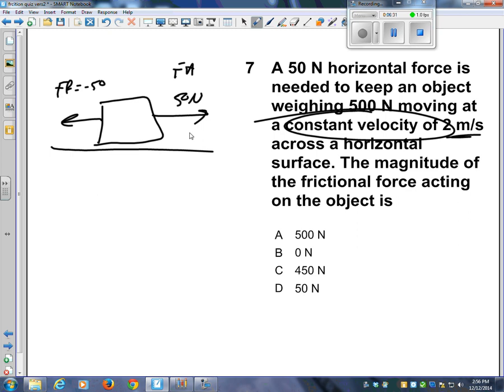I still don't get it. There is an applied force of 50 newtons, and the velocity is constant. Whatever's constant, forces must be balanced. The net force is 0, which means that one has to be exactly opposite that one. I know it. I know it.